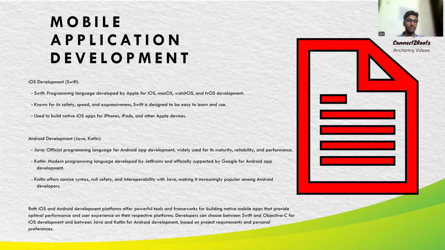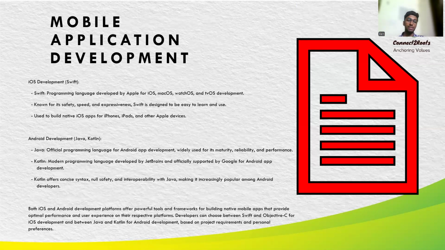Coming to mobile application development, there are two operating systems currently available in the world. One is iOS and the other one is Android. For iOS development, Swift is the programming language that is commonly used. Swift is known for its safety, speed, and expressiveness. Swift is easy to learn and easy to use. Swift is used to develop iOS apps for iPhones, iPads, and other Apple devices.